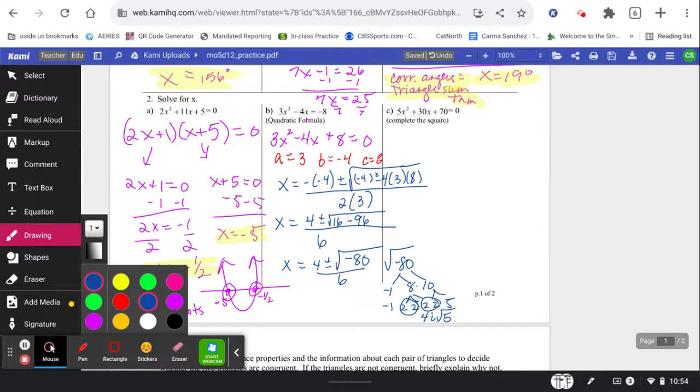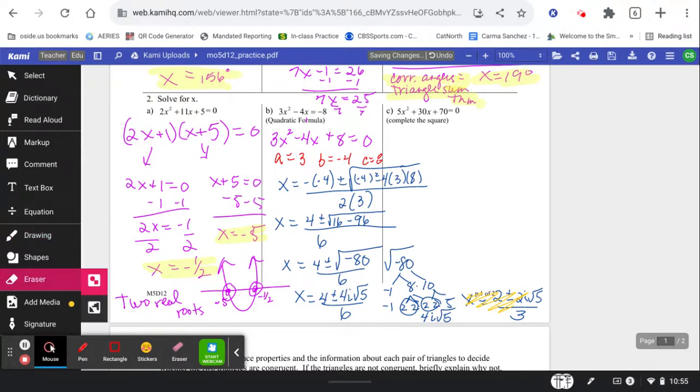How'd you do on that? So we get x equals 4 plus or minus 4i root 5 over 6. And there's one final step of simplification that's needed where what can go into 4, 4, and 6? A 2. So my final answer for this one is 2 plus or minus 2i root 5 over 3. How did you do on that guy?